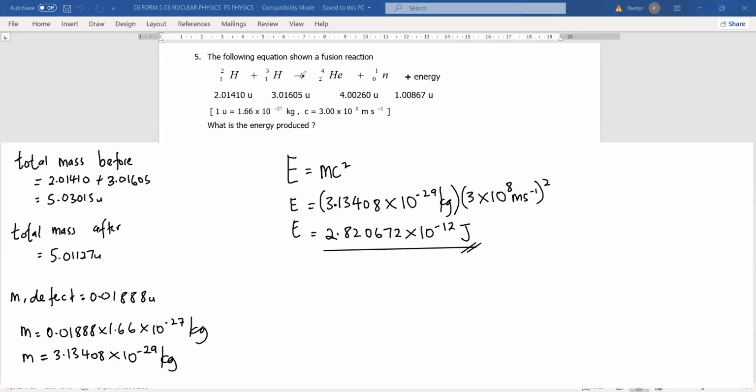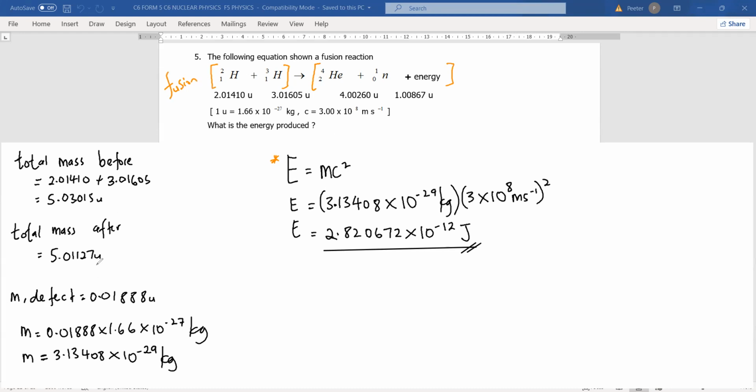Okay, based on question 5, we need to find the amount of energy produced by using this formula. We need to find the total mass before the nuclear fusion. This is a fusion, guys. So before fusion, these two: mass of hydrogen 2 and hydrogen 3, we get this. And the total mass after is the mass of helium and 1 single neutron, we get this.